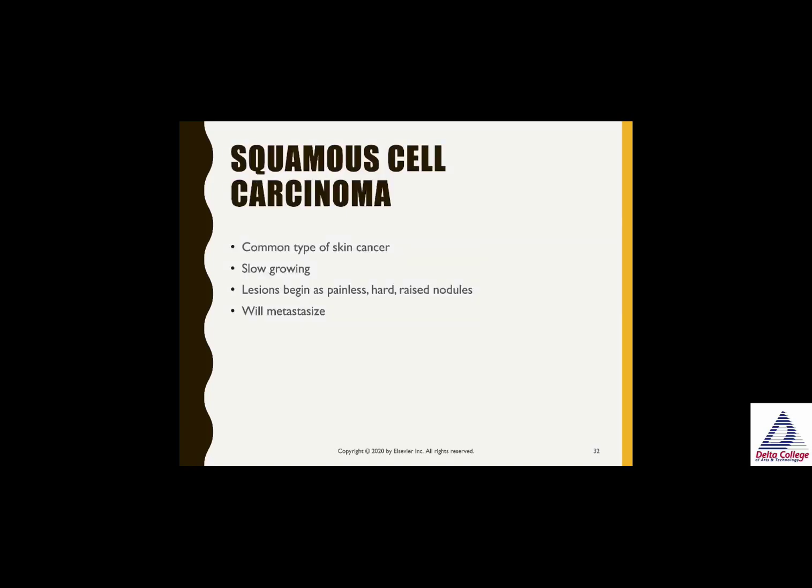So let's talk about squamous cell carcinoma first. This is a common type of skin cancer. It is slow growing. Lesions are painless, hard, raised nodules, and squamous cell carcinoma will metastasize. In other words, it will spread to other tissues and organs. That's what metastasize means.